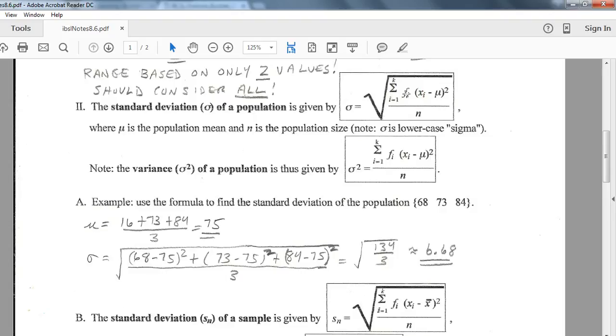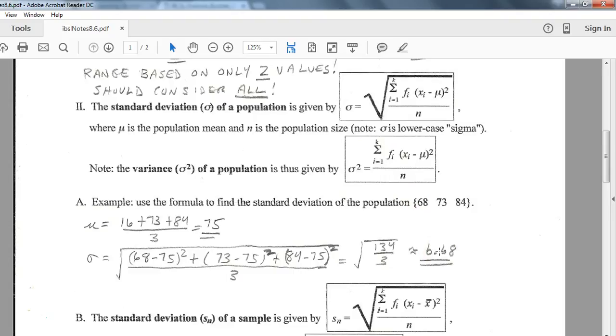Now I move on to my next term. Now I put 73 in there. So 73 minus 75, which is 2 squared, times the frequency. I only have one of those, so times 1. And then the last one would be 84 minus 75 squared times 1. Now I would add those 3 answers together. This means a sum. I'm going to divide by 3 since I have 3 terms. And then I would square root that answer to get my standard deviation. That's how they came up with this number.